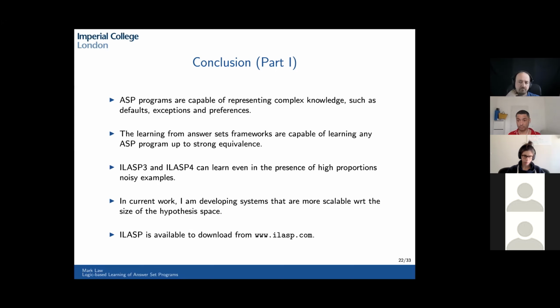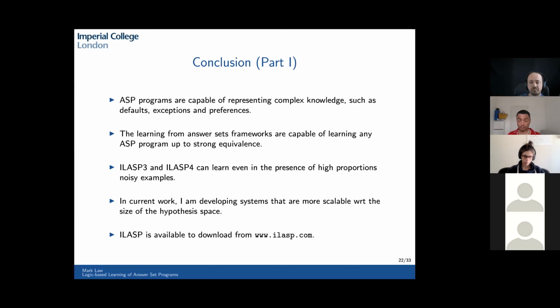Okay, so this is the conclusion of part 1. I know I've only got about 15 minutes left, including time for questions if anybody's got any more questions. But the second part I can go through much quicker because it's only on more recent work. So for these ILASP systems, I just want to finish by saying the framework that underlies them is very general in that we can learn any program up to strong equivalence, at least in theory.